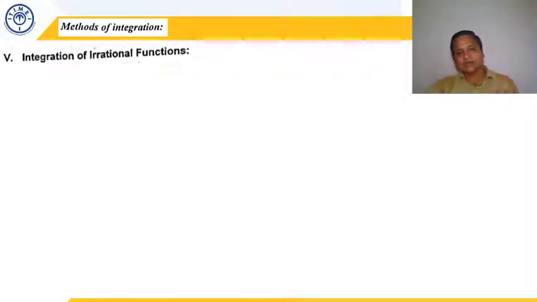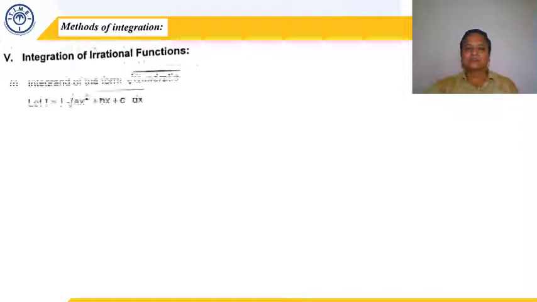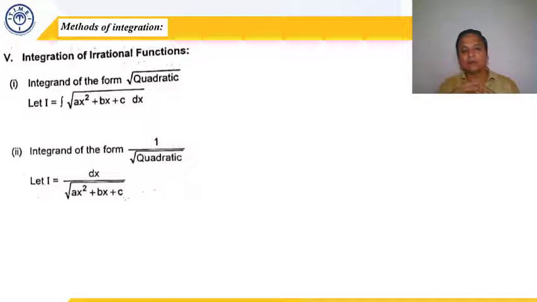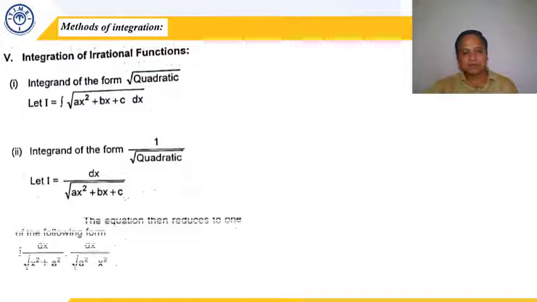It is also asked: integration of irrational functions. Irrational functions, under root of ax square plus bx plus c. They ask simple integration for that expression, or integrals of the form 1 upon under root of a quadratic, like dx upon root ax square plus bx plus c. These are irrational functions. We have a square root in them.